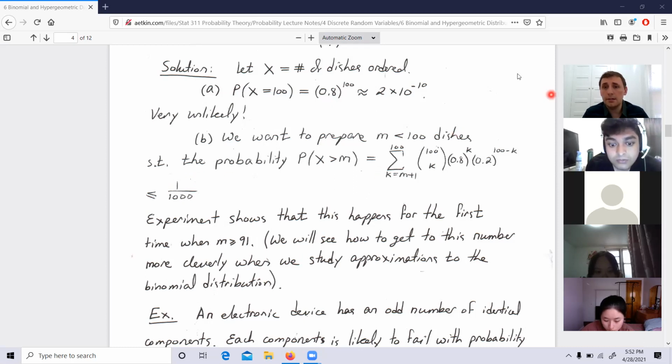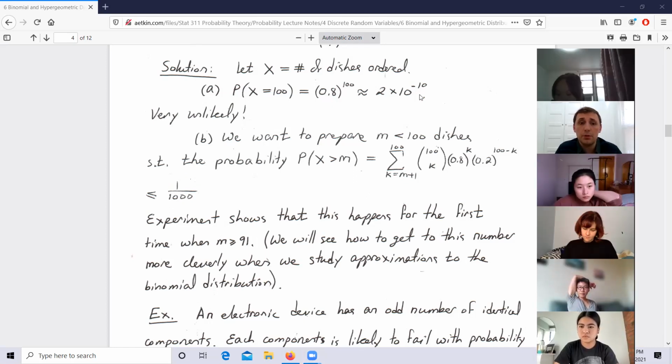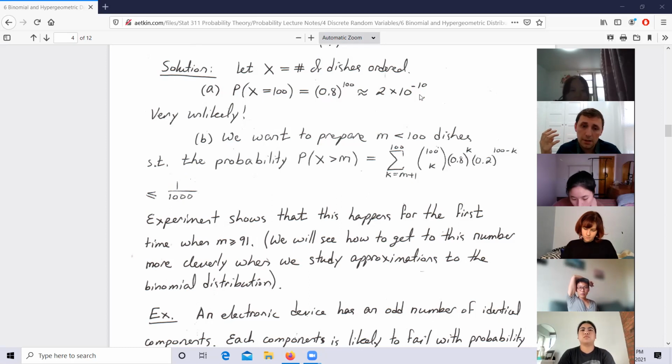And why from m plus 1? Because m is the number of dishes, and m plus 1 is the demand that is surpassing the number of dishes. Suppose I prepared, let's say, 10 dishes. Is that enough? You would probably assume not, right? What's the probability the demand will surpass 10 dishes? It would be that the demand is for 11 dishes or 12 dishes or 13 dishes and whatnot. So X represents the demand.